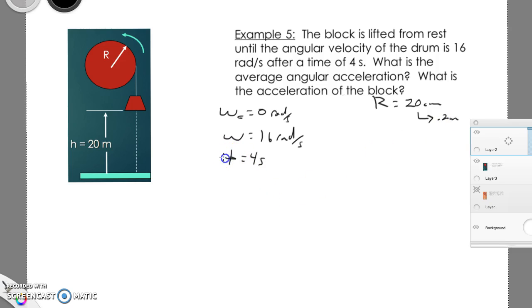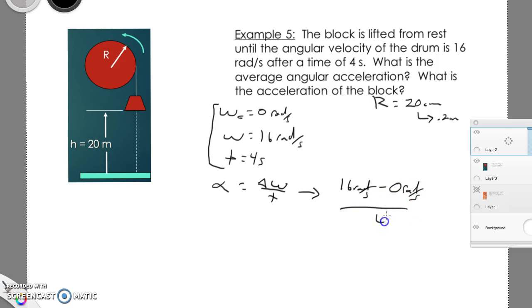Alright, so anyway, given these three pieces of information, we can solve for angular acceleration because it is the change in angular velocity divided by time. So that change would be 16 radians per second minus 0 radians per second all over your 4 seconds, giving us 4 radians per second squared for our angular acceleration.